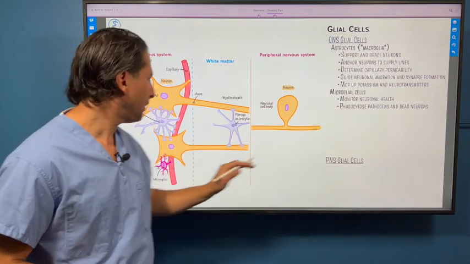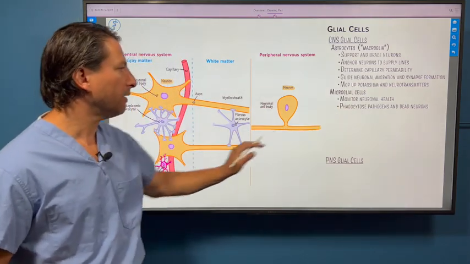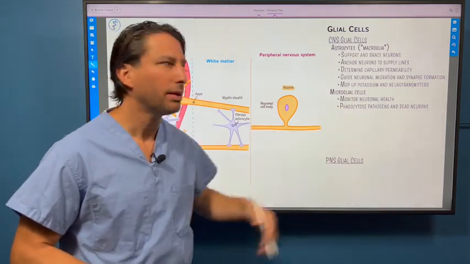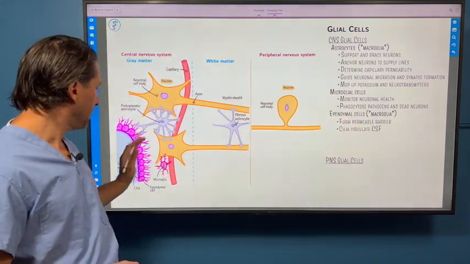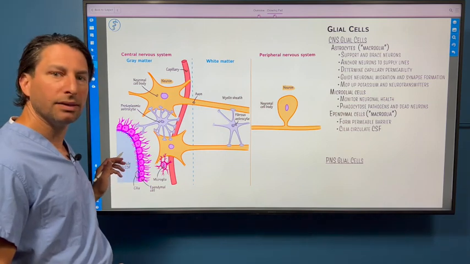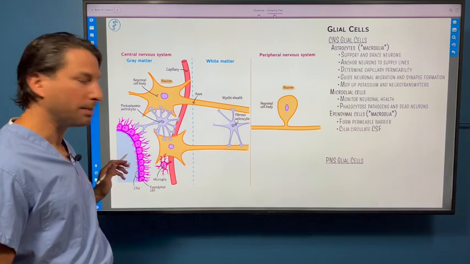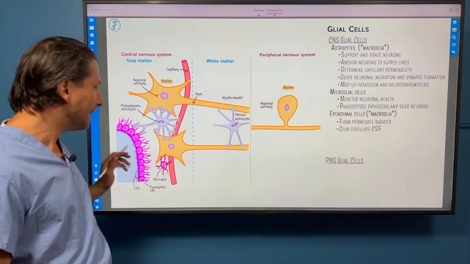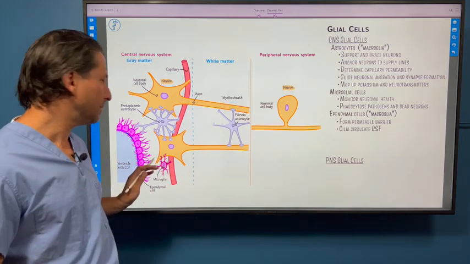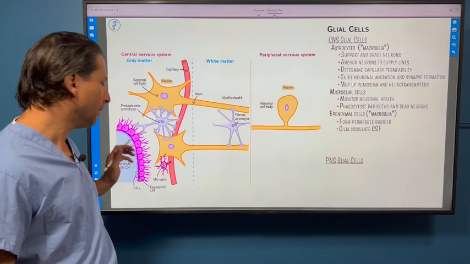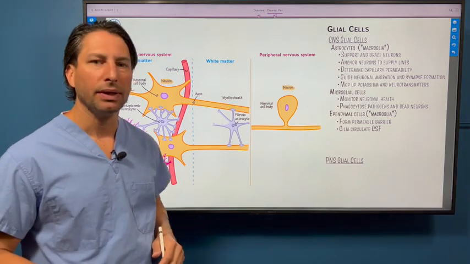Microglia are represented here. They phagocytize pathogens and dead neurons. Ependymal cells, they form this permeable barrier, and we can see that this ventricle has cerebrospinal fluid, and they have these cilia, and they're key to circulating CSF. So this is a key histological finding, the cilia on the ependymal cells to circulate the CSF.